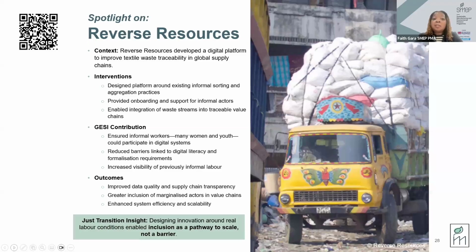Reverse Resources offers a good example here on inclusion. Their digital circularity platform was designed around existing informal sorting and aggregation practices. Instead of requiring immediate formalization of these informal players, this approach enabled informal workers, many of them women and youth, to transition gradually onto the platform, therefore reducing exclusion risk while improving data quality, uptake, and long-term viability for the project.